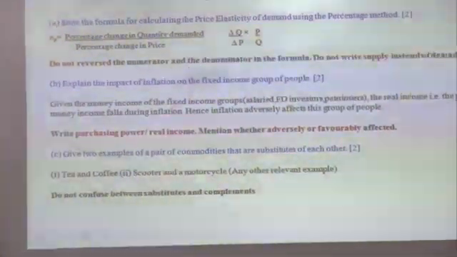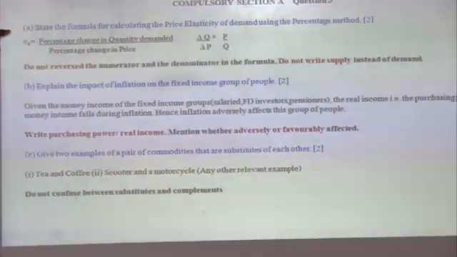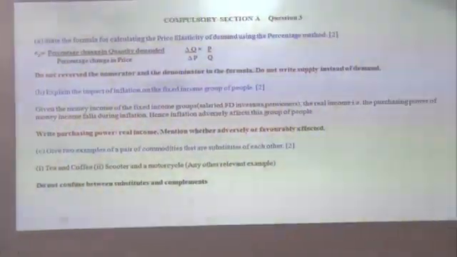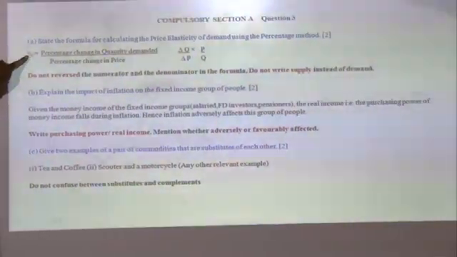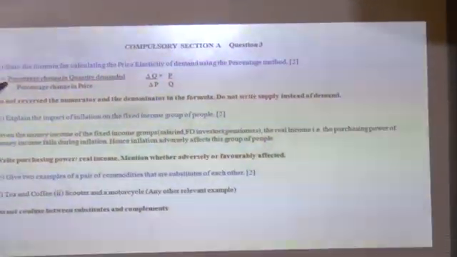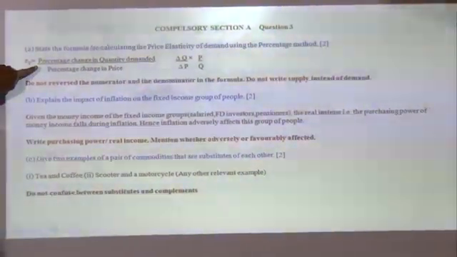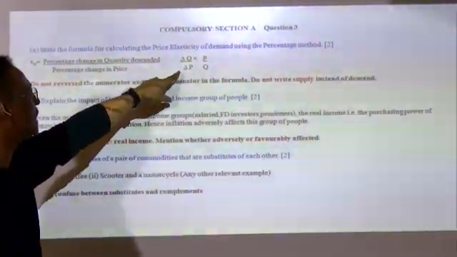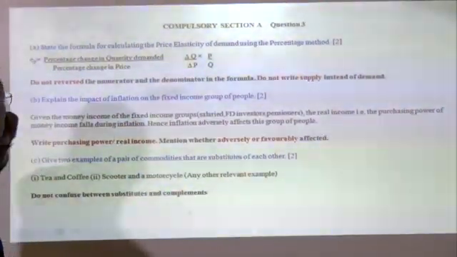Then the next question was, state the formula for calculating price elastic demand using percentage method. So you just have to write the formula. EP means price elasticity of demand. So percentage change in the quantity demanded upon percentage change in the price. This is also fine. Or else you can write the formula delta Q upon delta P into P upon Q.